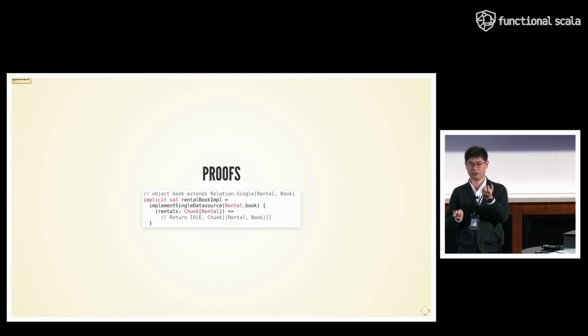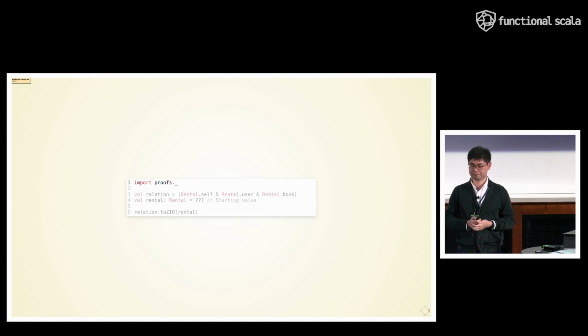For each rental, you also return a book. So you could implement it using SQL, or whatever data source you have, client calls, whatever. If you have the proofs, and you have your relation declared this way, then you can provide your starting value, like line 6. You have your relation, and you just call .toZIO, and if you provide your starting value, you would get the rental and the user and the book back.